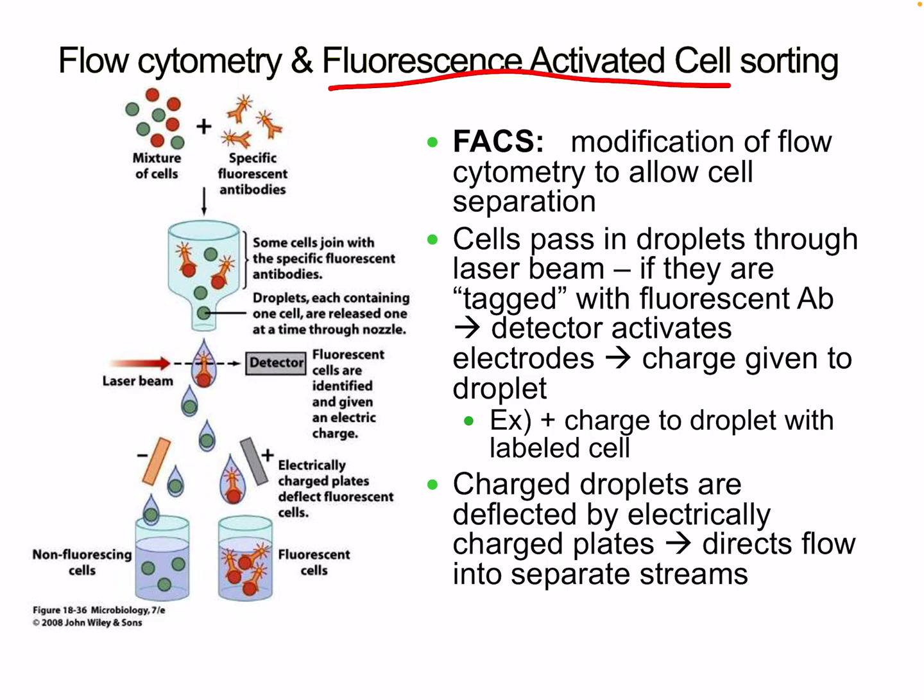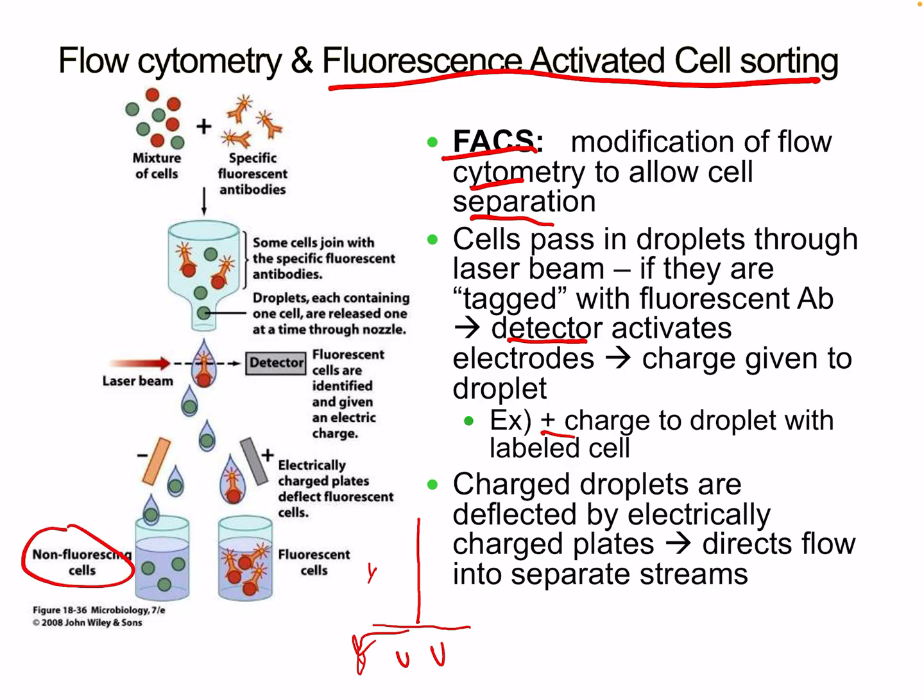So fluorescence activated cell sorting, or FACS, is a modification of flow cytometry to allow cell separation. Cells pass in droplets through a laser beam, and if they're tagged with fluorescent antibody, the detector activates electrodes, which give a charge to the droplet, so a positive charge to the droplet with a labeled cell. As we talked about, we had that laser coming down, and we had that figure with the 3 tubes. Once it detects that it has a yellow tag, it's immediately sorted into this bin with all the other ones of the same dye.